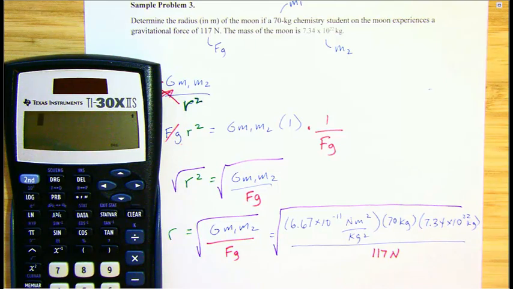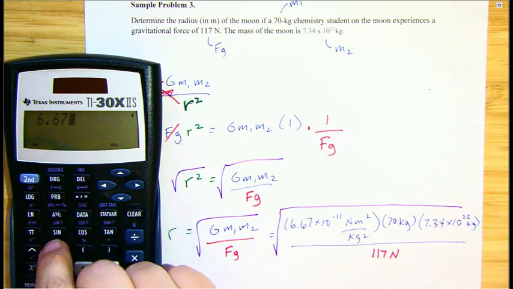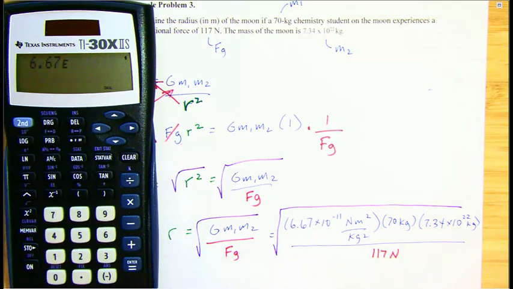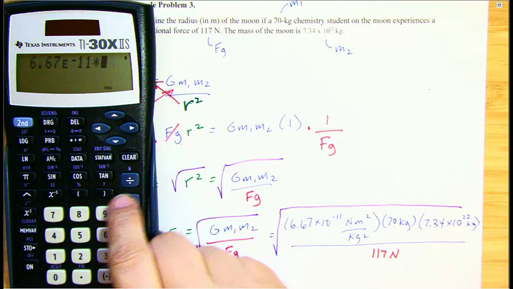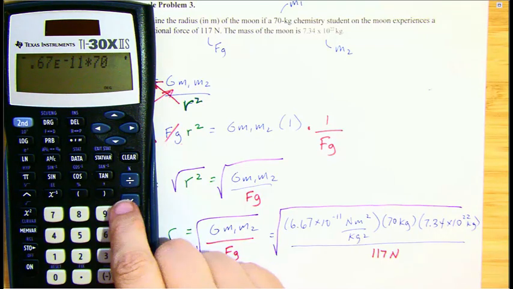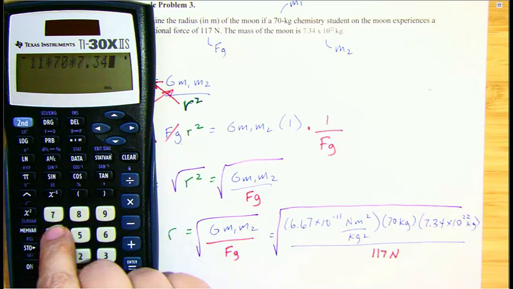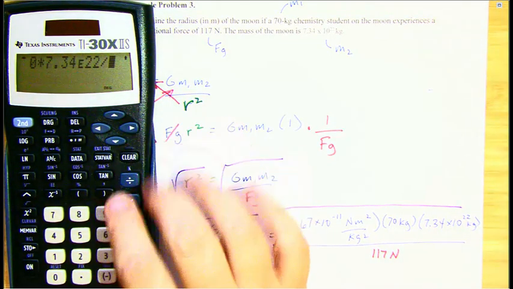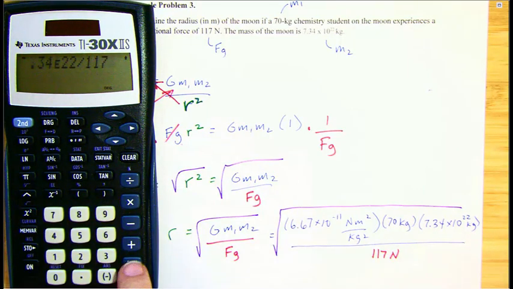So I'm going to take 6.67. Remember, I don't do times 10. I do the EE key, times, I always hide that negative sign, negative 11, times 70, times 7.34 EE 22, all divided by 117. And I press enter. And people will make the mistake and put this as the answer, but remember we have to do one more thing. We have to take the square root.